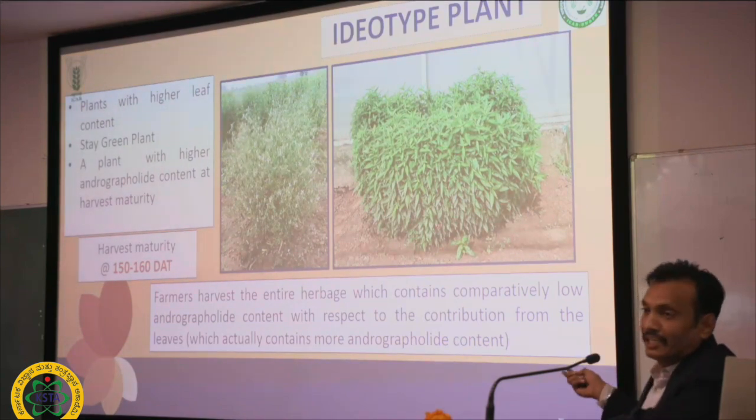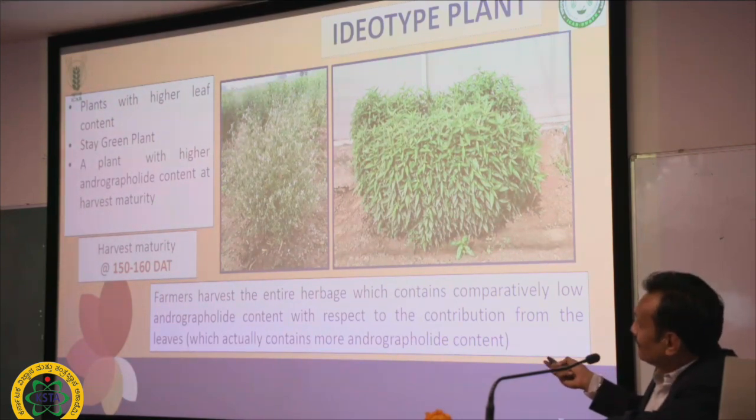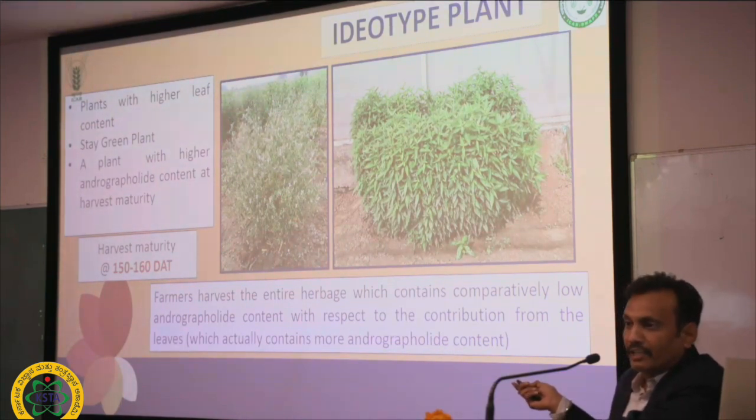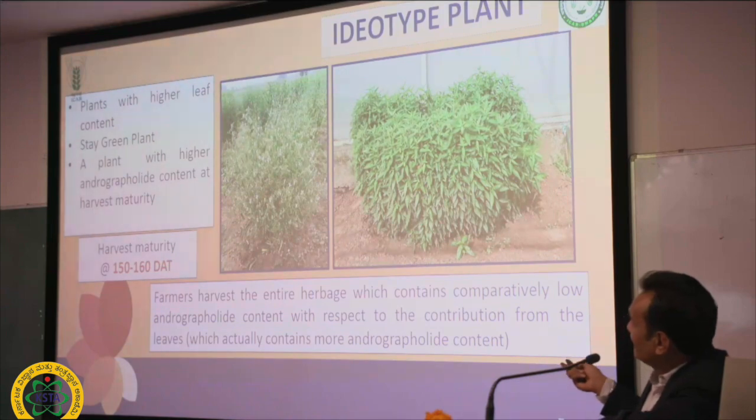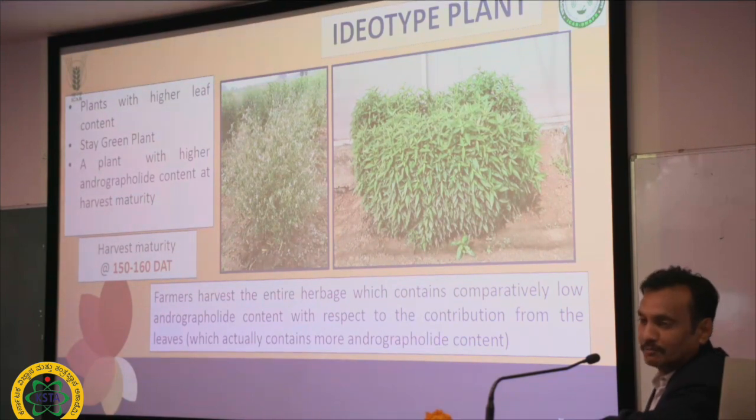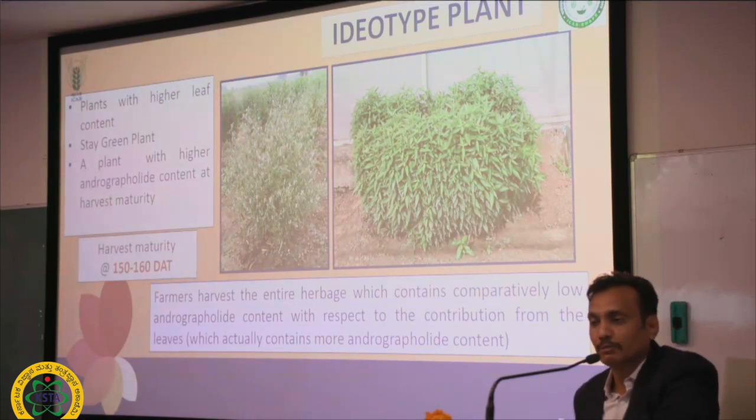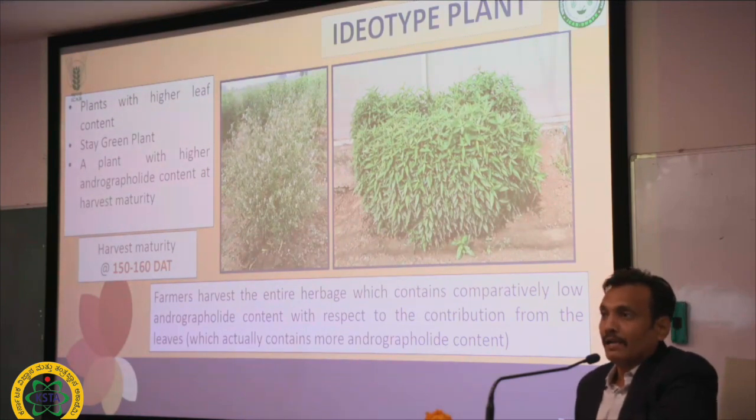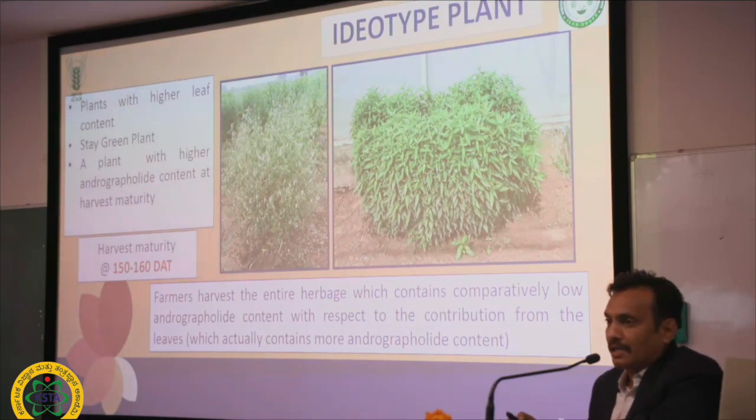So this is a kind of an ideotype. This is a released variety of Vallabh Kalmegh 1, VK1, released by our own directorate, and this is an ideotype. So a plant with a higher leaf content or a stay green type of plant, a plant with higher andrographolide content at harvest maturity, say for example at 150 to 160 days after transplanting. So this kind of plant will give you, on an average, higher and stay green type of material at harvest time.